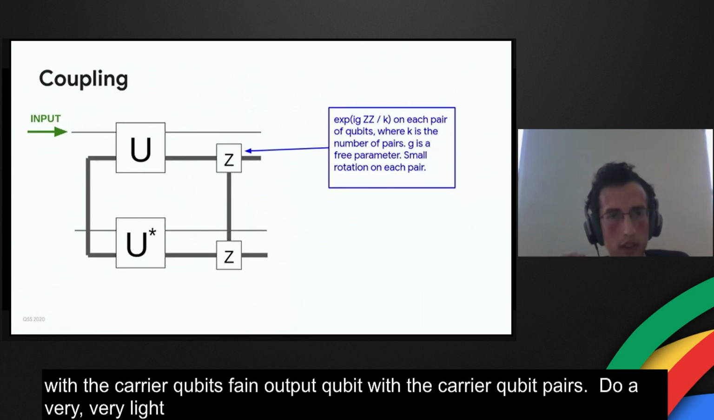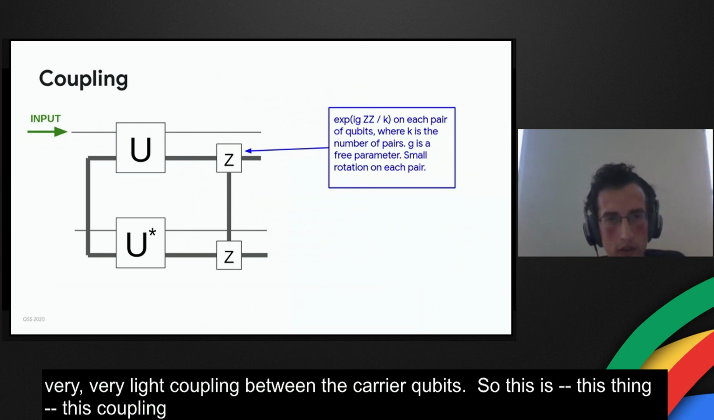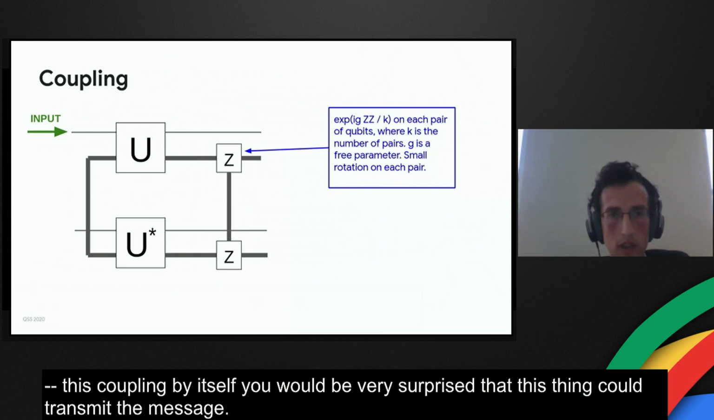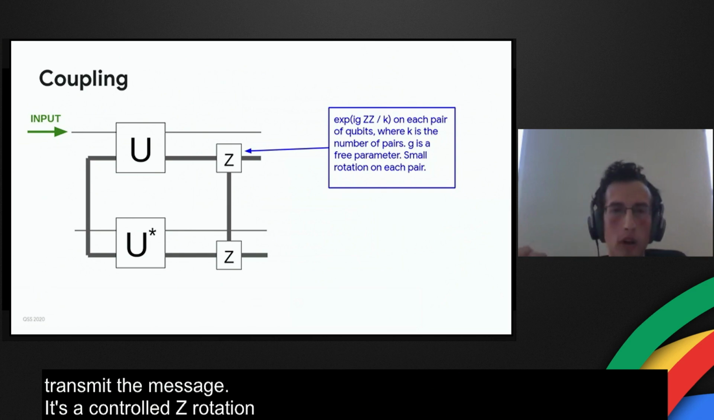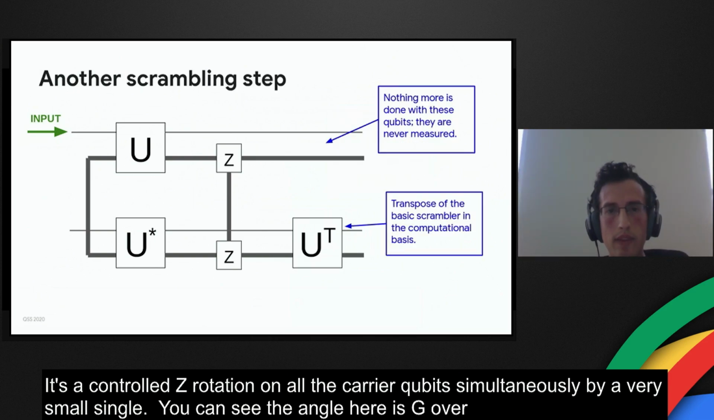This coupling by itself, you would be very surprised that this thing could transmit the message. It's a controlled Z rotation on all the carrier qubits simultaneously by a very small angle. You can see the angle here is like G over K, where G is an order 1 number, and K is perhaps very large. And then we do some more scrambling at the end.